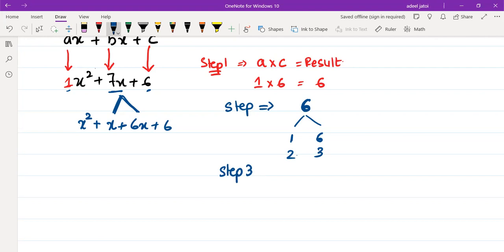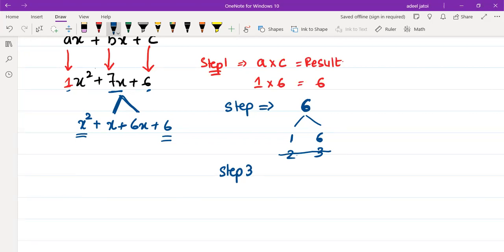For this, we have 7. So 1 and 6 will obviously give me 7. 2 and 3 cannot give me 7. So I remove this. I wrote down x squared as it is. I wrote down 6 as it is. Middle term break, that means 7x can be broken into two parts. One is x, the other one is 6x.